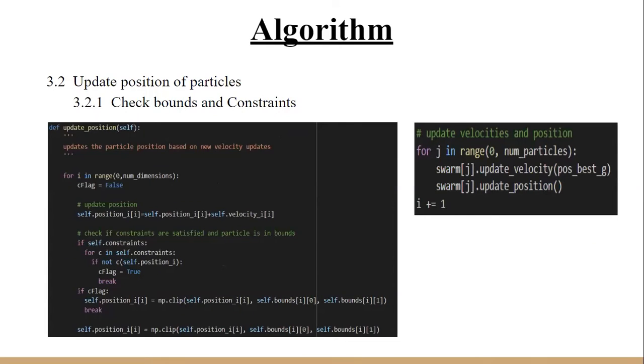After updating the velocity, we also update the position of the particle. After updating the position, we also check if the constraints are satisfied by the particle. If the constraints are not satisfied, then we don't move the particle, and we also check if it's going out of bounds. If it is, then we clip it according to the given bounds. We do this for each of the particles.